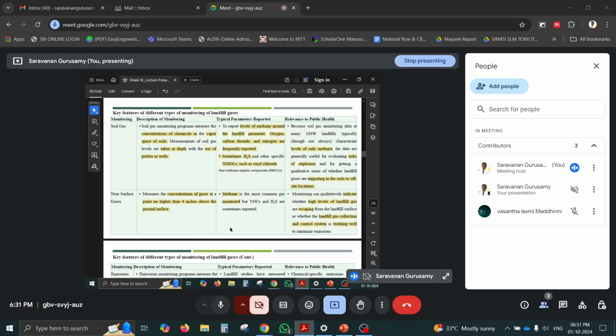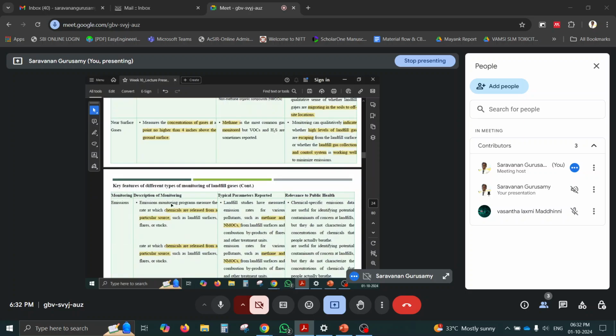And then near surface gases. So the concentration of gases at a point not higher than 4 inches above the ground surface. So at the landfill site surface itself, if we are measuring the concentration of the gas, that is called near surface gases. Only methane will be monitored. How much emission we can monitor easily. So this will indicate whether a high level of landfill gas is escaping or not, we can easily measure. So whether this landfill gas collection and control system is working well or not, that also we can justify based on the near surface gas monitoring system.